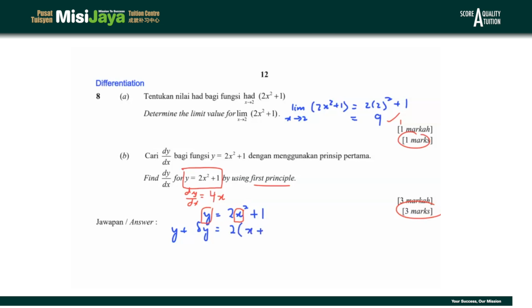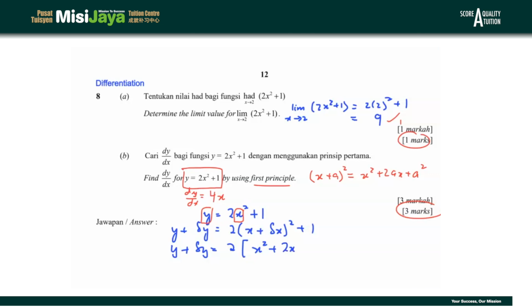So here will be x plus delta x, holding square, plus 1, okay? Now you see on the right-hand side, there's a bracket, which means we have to expand this. So y plus delta y equals 2, and we expand this one, x squared plus normal expansion will do. What I mean by normal expansion is like x plus a holding square, so we get x squared plus 2ax plus a squared. We're going to use this to expand, okay?